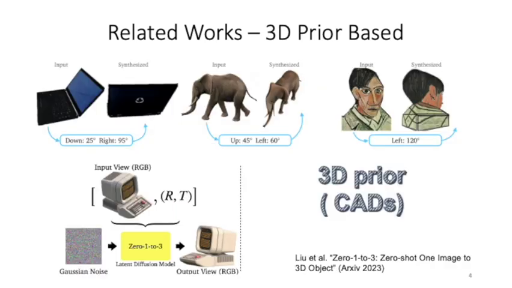Zero123 showed great potential for generating consistent 3D from a single image by training a view-conditional diffusion model on a synthetic dataset, Objaverse. But it lacks generalization for uncommon objects, and sometimes it generates very simplified 3D content.